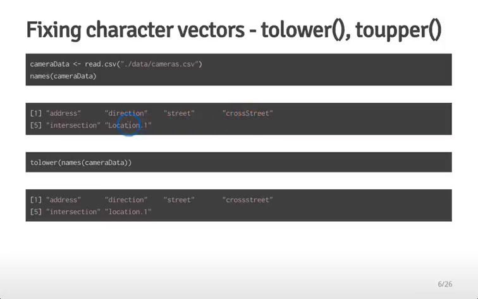Similarly, the 6th element of the vector has a .1 at the end, which might be confusing later when you're looking for the location variable. So the first thing that you can do is use the toLower function applied to a character vector to make all of the letters lowercase for all of the elements of that vector. For example, if we apply toLower to the names vector from the camera data, we see that the cross street variable or element now no longer has a capitalized S in it. Similarly, the location element has now a lowercase l to lead with.